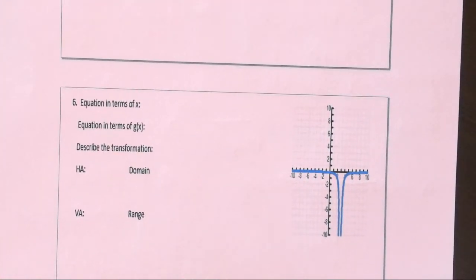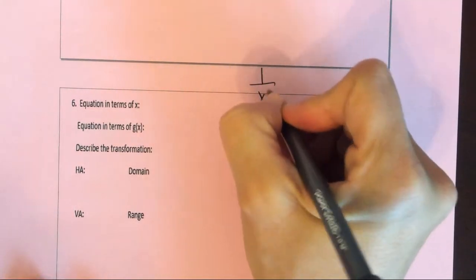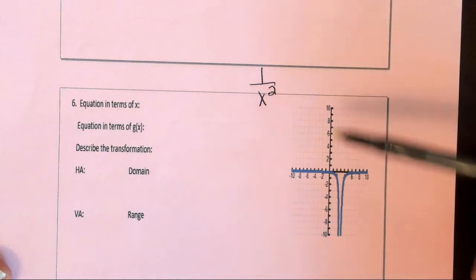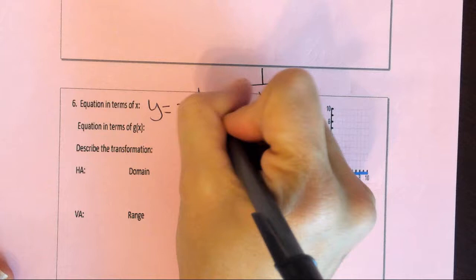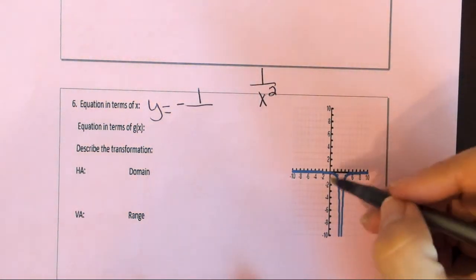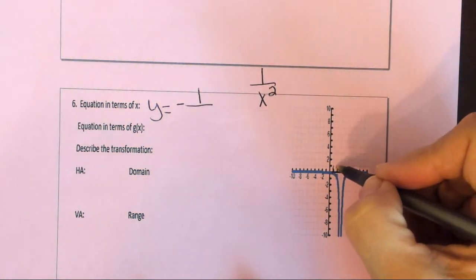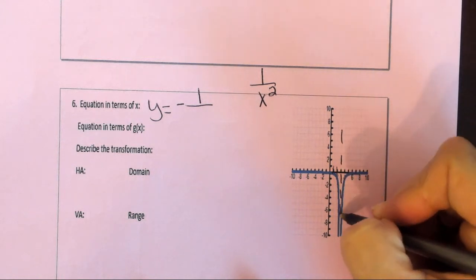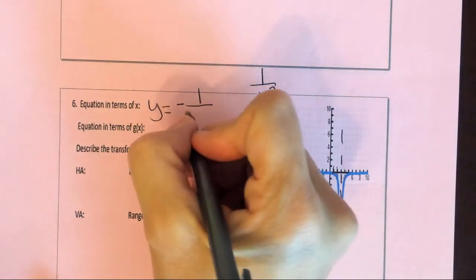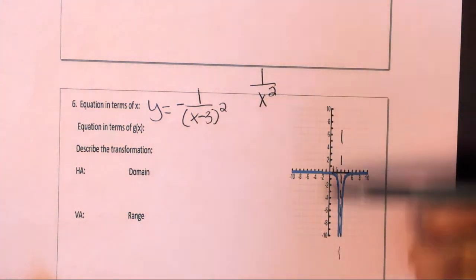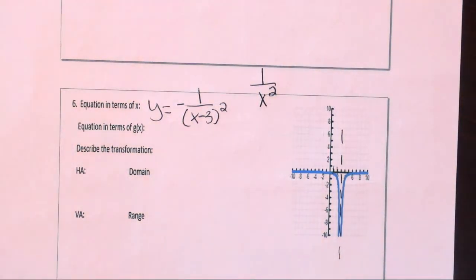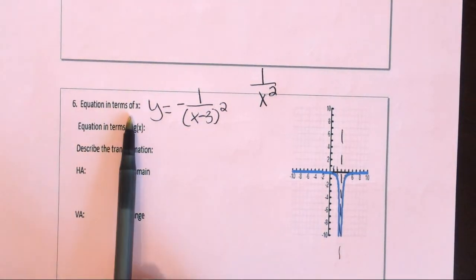All right. On number 6, we can tell this is the volcano one, and it happens to be the one that's upside down. So the volcano one is the one that looks like this. At least that's what I call it, the volcano. Because it's upside down, I know it's a reflection. So y equals -1 over. It looks like I moved this direction. So I went 1, 2. Looks like I went right 3. So if I went right 3, I have to do the opposite. And remember to put my square. It doesn't look like I went up or down at all, so I don't need to add anything. Okay, so there's my equation in terms of x.